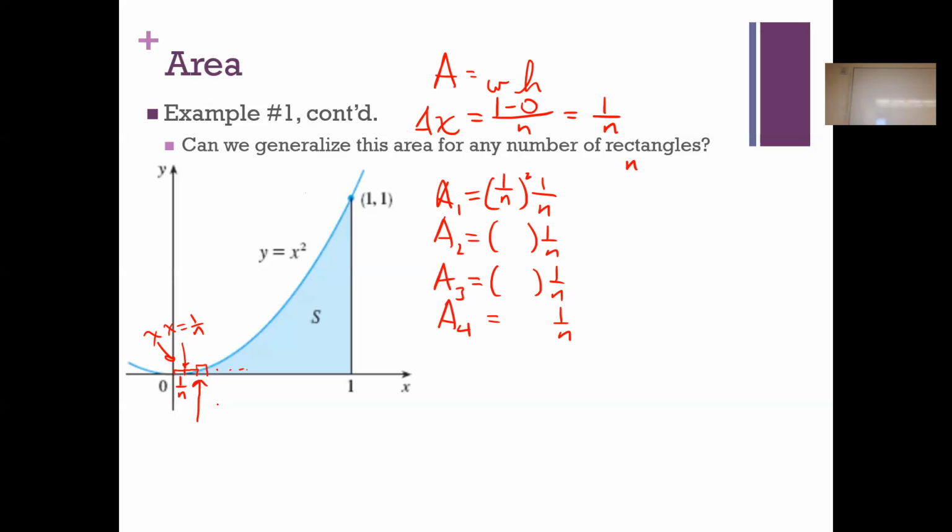To itself, right? So let's start small. This first rectangle had a right endpoint of 1 over N. What's the next rectangle going to have a right endpoint of? 2 over N. So this x value is 2 over N. You said this next height would be 1 over N cubed. You still agree with that? No. What do you think now? It's going to be 2 over N squared, right?